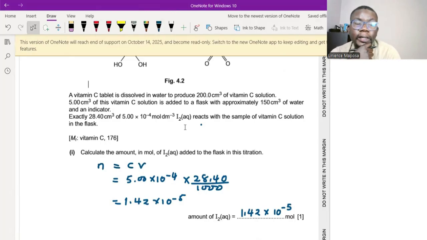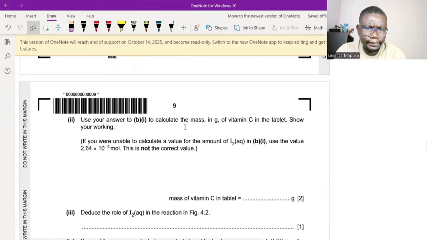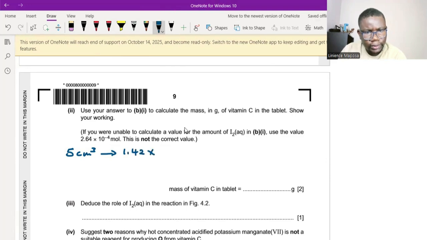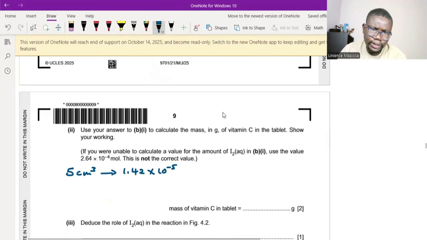So now we have to do proportionality to say if these moles came with the 5, how much were in 200? So we're saying 5 cm cube had 1.42 times 10 to the minus 5 moles. Let me go back up. Yes, these are moles. So how much were in 200? This is the question you're asking. Then you say here, question mark.